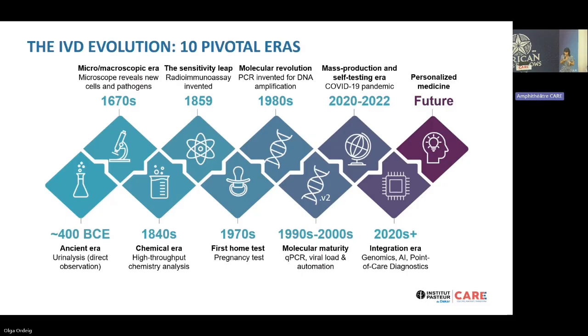And then it was like in the 60s, 70s when the microscope was discovered. That was like a big change. We moved from observations of symptoms to actually being able to see cells and pathogens. And we moved from the macro level to the micro level.